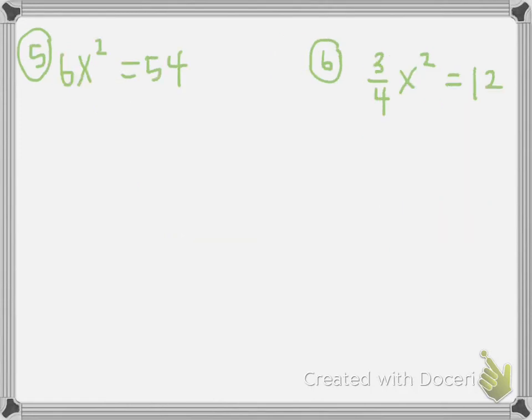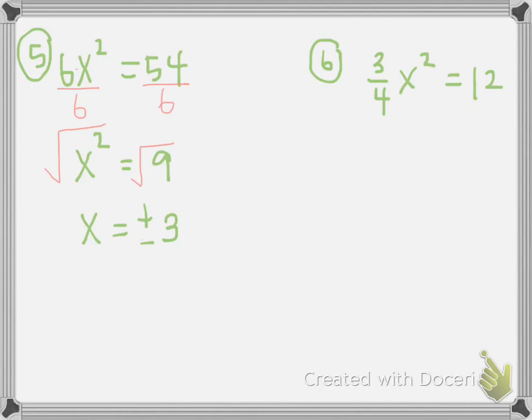Alright, let's do some more. Alright, so let's look at this one. This one's 6x squared is equal to 54. So I still want to isolate the square term. So it's got a 6 multiplied to it. So remember, still to isolate it, you need to divide both sides by 6. So you will have x squared is equal to 9. Now we will take the square root of both sides. So x will be equal to a plus and a minus 3.